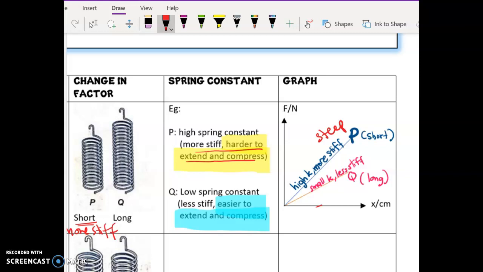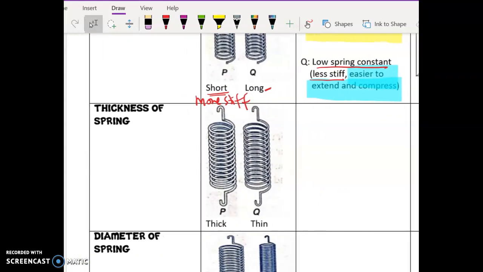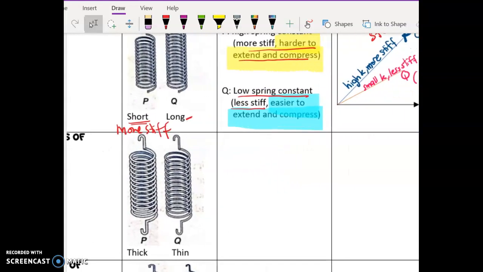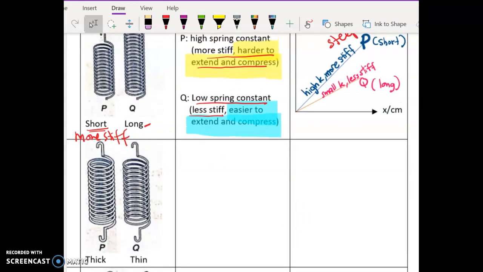For the long spring, it has a low spring constant, meaning that it is less stiff, easier to extend, and easier to compress. When you conduct an experiment using a long spring, you will get a less steep graph, the one indicated in red. Next factor is the thickness of the spring. I have thick spring P and thin spring Q. You can guess that a thicker spring is more stiff.